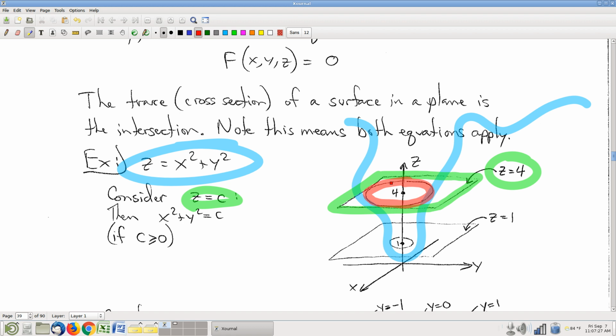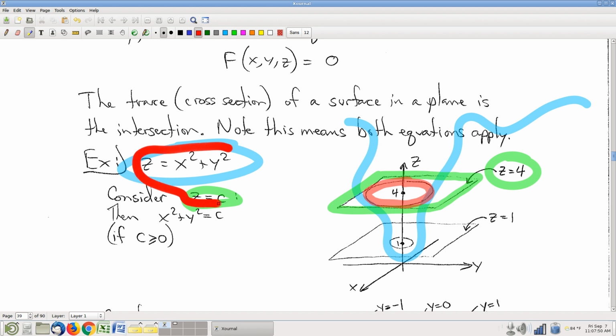Let me say it this way. That red curve is the collection of points that are on the blue surface and simultaneously on the green surface. Now let me say that algebraically. This cross-section is the collection of points that satisfy the blue equation and that satisfy the green equation. And the thing is, that's really easy to write down, right?